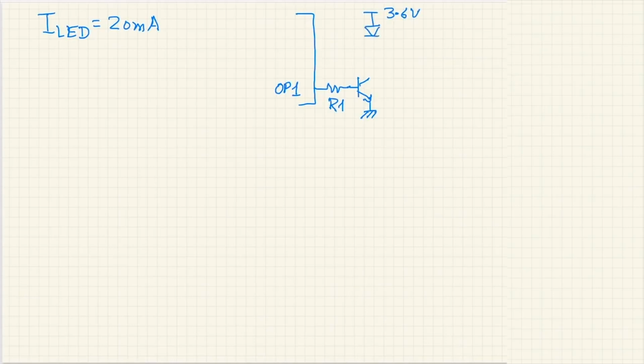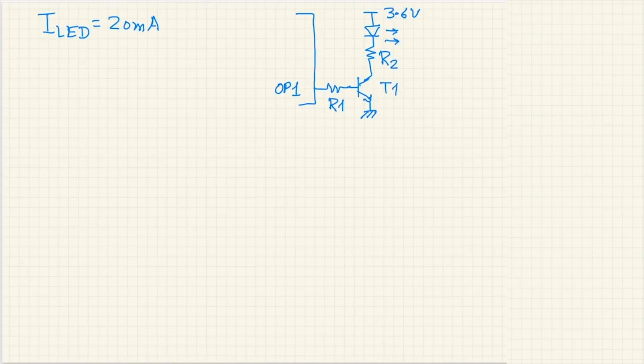Here is our red LED. The choice of LED is important because knowing what LED we are going to drive will allow us to know what is the voltage drop across the LED. And here is our current limiting resistor through the LED, we call it R2, and this transistor is T1.